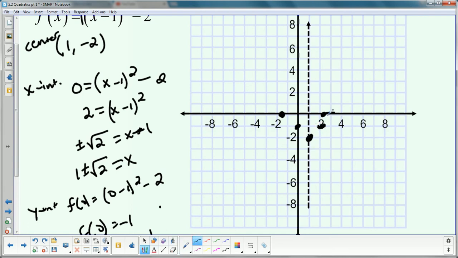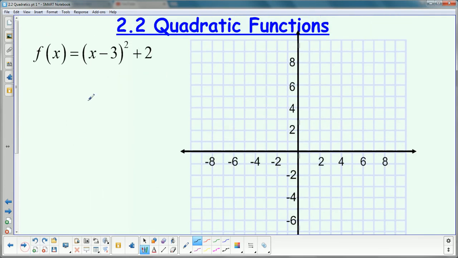And then the last piece, so if I have all 5 of those points, I can just draw my parabola, a nice smooth curve as best we can. Remember, we don't want a V down here, it needs to curve through the bottom. Okay, one more example. Again, we know this opens up. Our center will be at 3, positive 2.